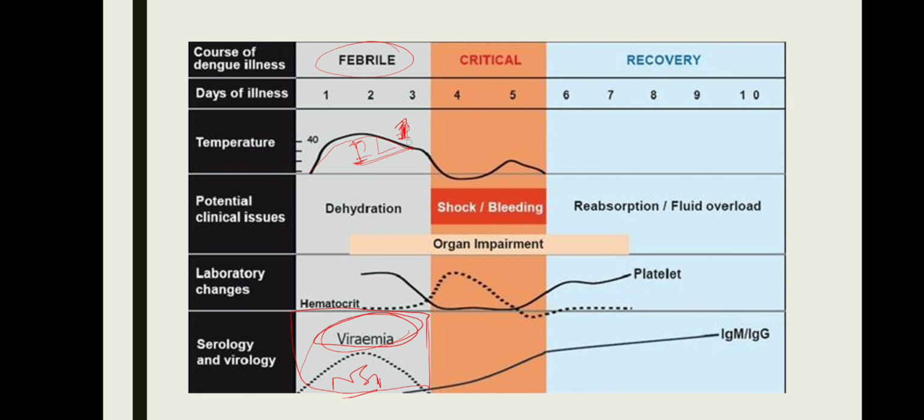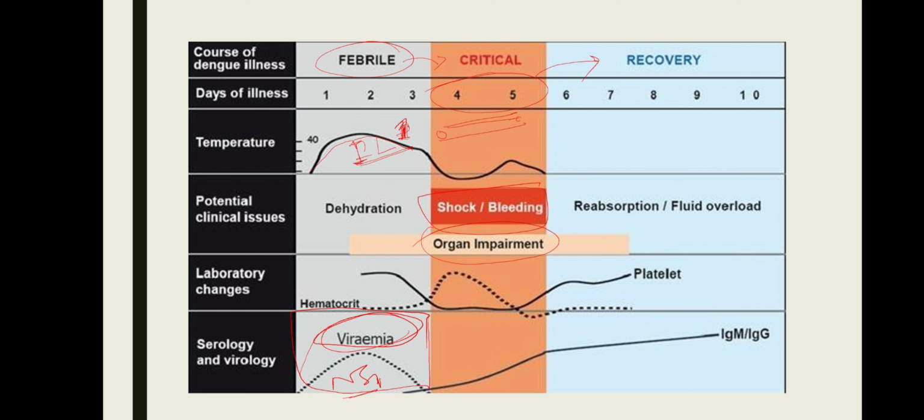After the febrile phase is over, the patient enters into the critical phase. That means there is a cytokine storm. All the blood vessels become leaky, and the patient presents with shock and bleeding or organ impairment. After this critical phase is over, for the next 2 days, if the patient survives the critical phase, then the child enters into the recovery phase.